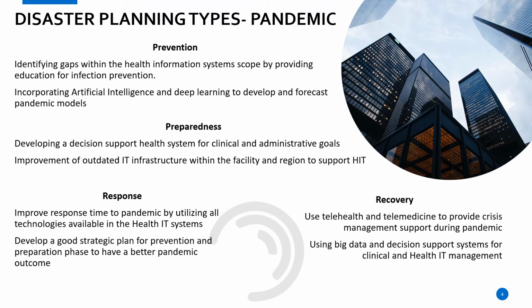There are four disaster planning types to use in a pandemic for health information systems. The first one is prevention, identifying gaps within the health information system scope by providing education for infection prevention, incorporating artificial intelligence and deep learning to develop and forecast pandemic models.